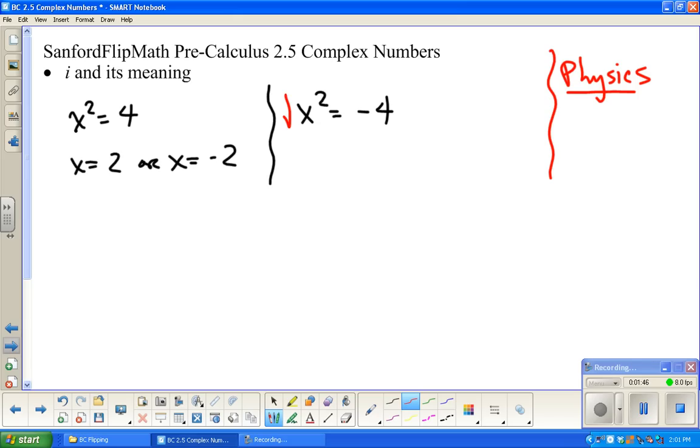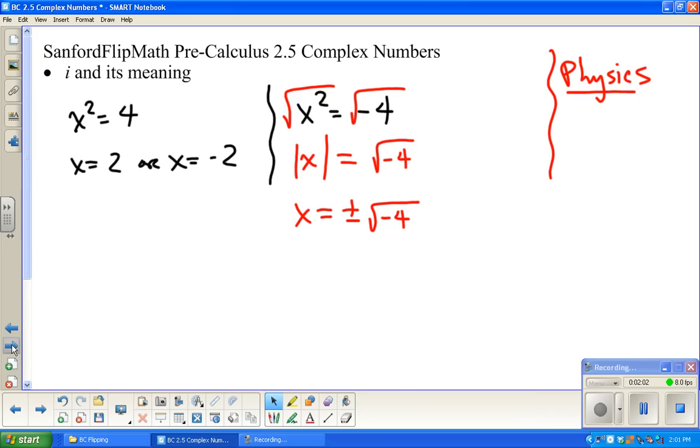Okay, so now technically what's going to happen here is when you take the square root of both sides, as we've talked about, the square root of x squared is absolute value of x. And so this is going to be equal to the square root of negative 4. So here's your positive and negative. And the problem is that, again, how do you deal with taking the square root of a negative?